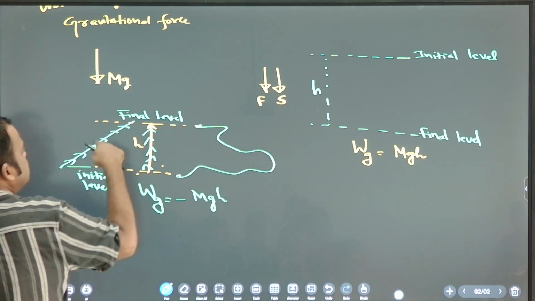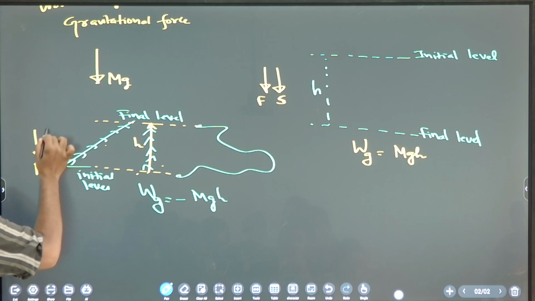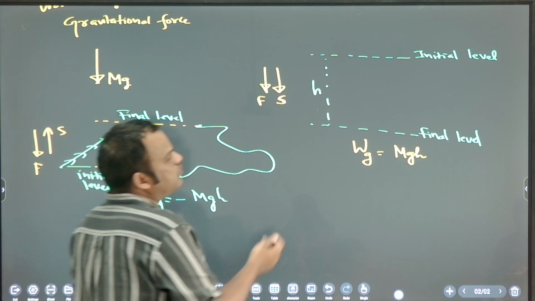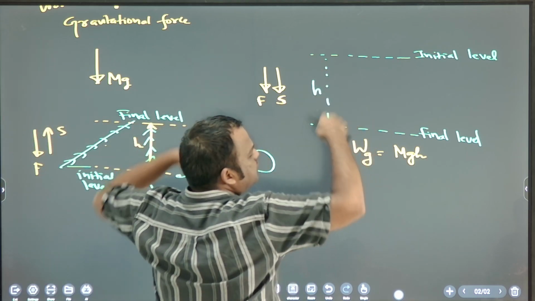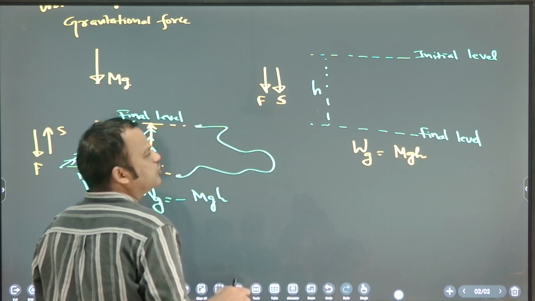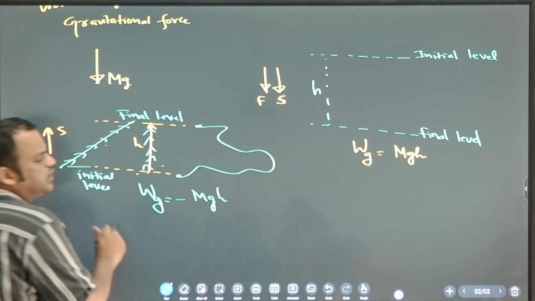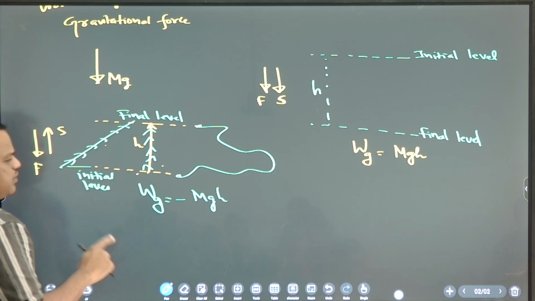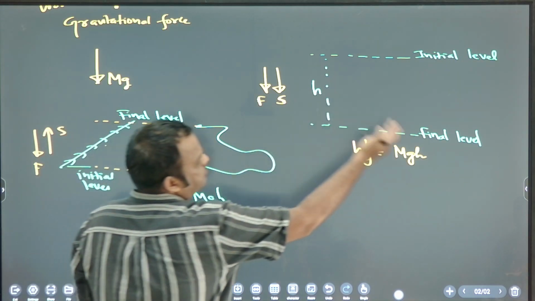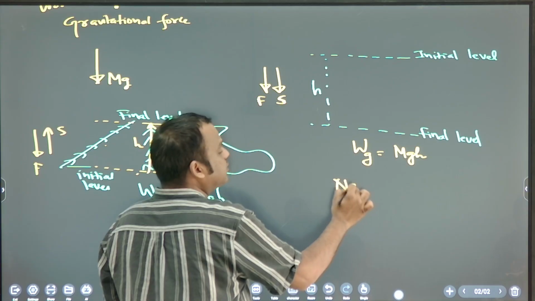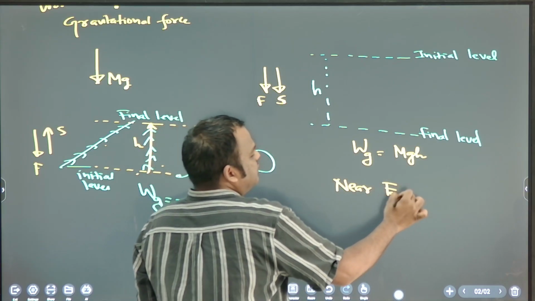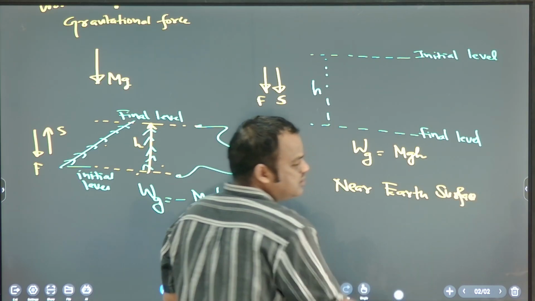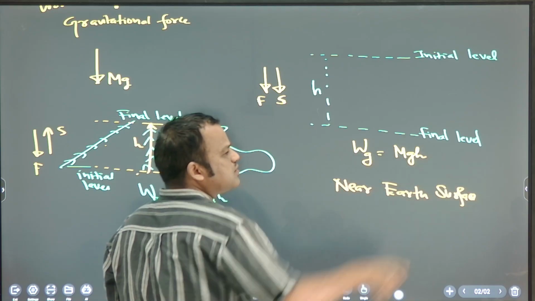In this case, force is downward, displacement is upward. So work done by gravity in this case, same direction. So plus mgh. Okay, clear? Understood? That's it. So work done by gravity will be minus mgh or plus mgh. Remember, near Earth surface. This also you remember. This is near Earth surface. This is Earth surface. Ground.